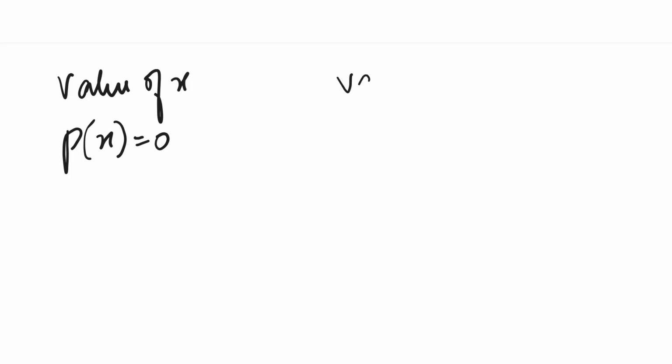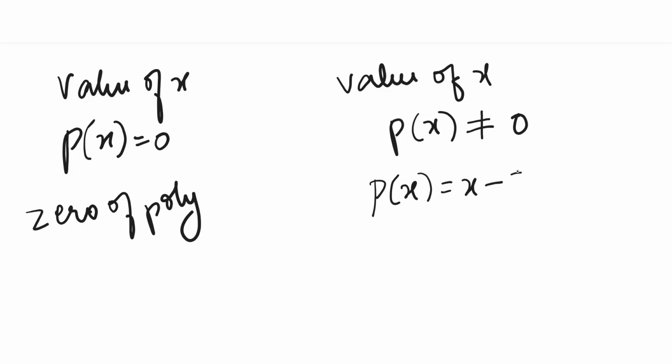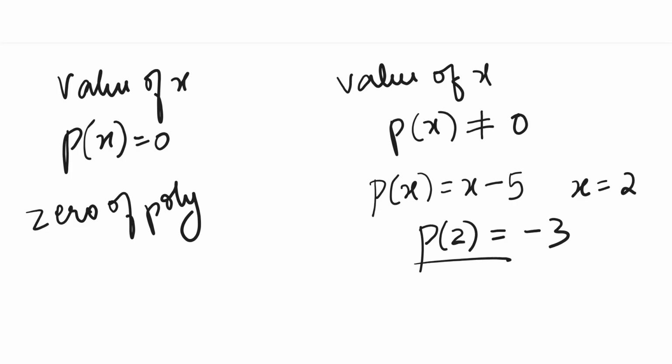Now, what if there is a value of x and p of x is not equal to 0? Then what? We don't really have any special name given to it, as we have here called a zero of a polynomial. It's just a value, all right? Let's take an example. P of x is equal to x minus 5. I'll take x is equal to 2, so I'll get minus 3. So the negative 3 that we are getting as the answer for the polynomial is just a value. It's nothing special.